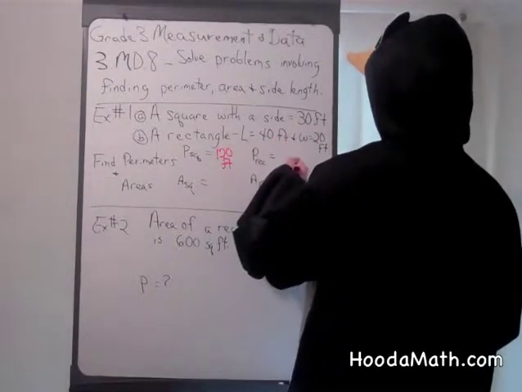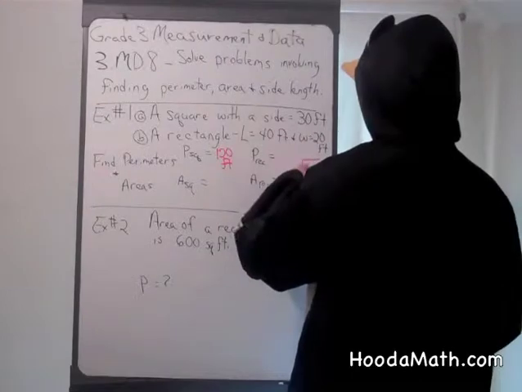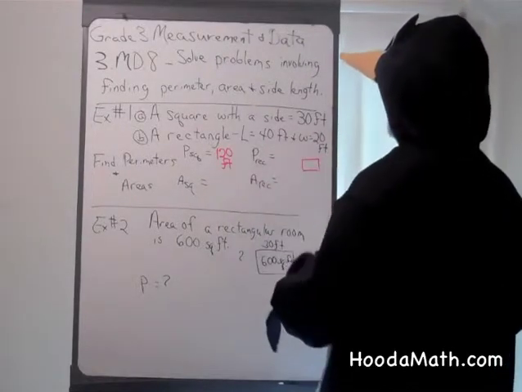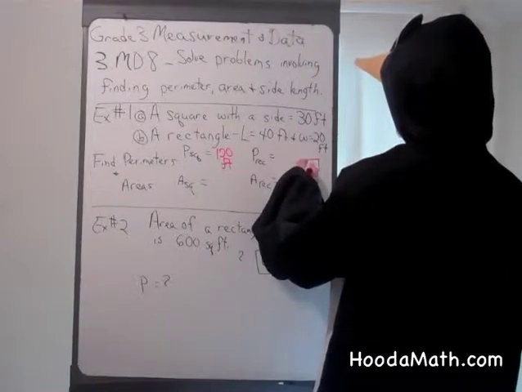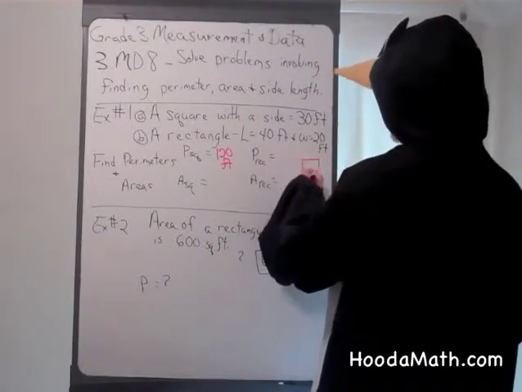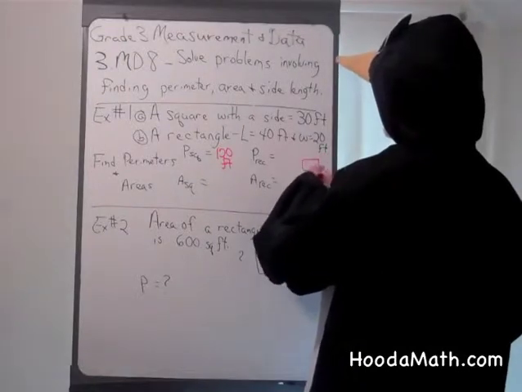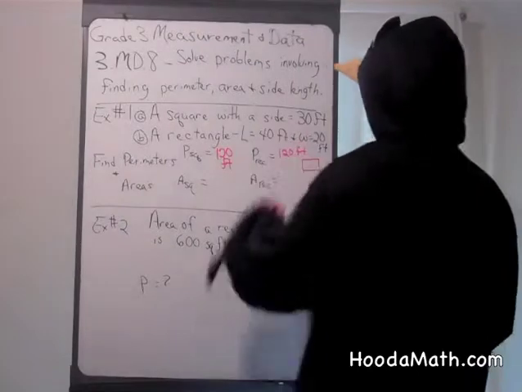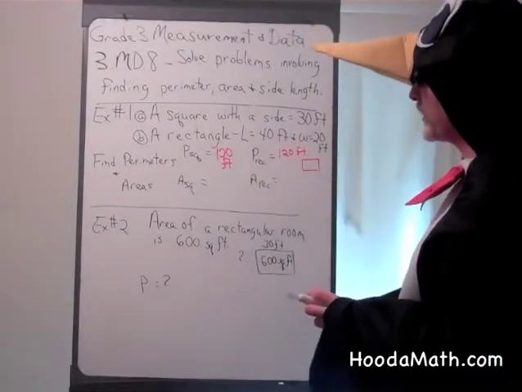A rectangle that has 40 feet and 20 feet, if we went around the rectangle, would be 40 feet plus 20 feet plus 40 feet plus 20 feet. So 40 plus 20 would be 60, and there's another 40 plus 20, 60 and 60. This would also be 120 feet. Now, both perimeters are equal.